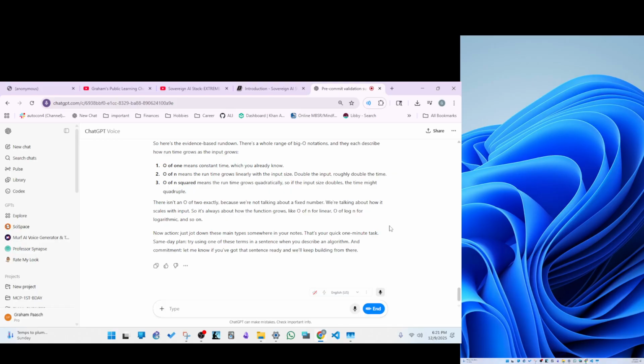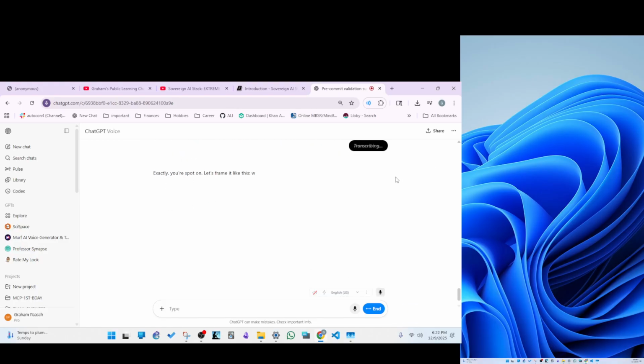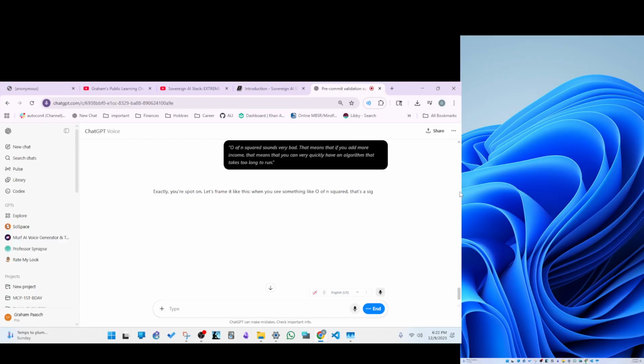O of n squared sounds very bad. That means that if you add more input, you can very quickly have an algorithm that takes too long to run. Exactly. You're spot on. When you see something like O of n squared, that's a signal that the algorithm's going to slow down really fast as the input grows. So yes, it can get out of hand quickly, and that's why we usually prefer something more efficient.